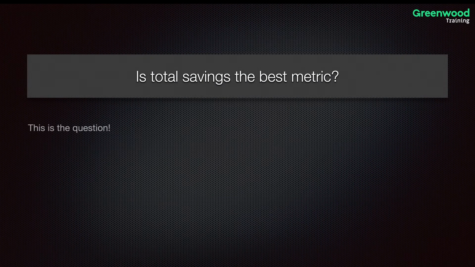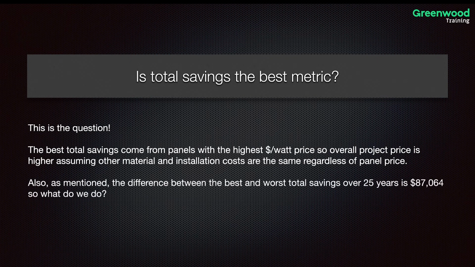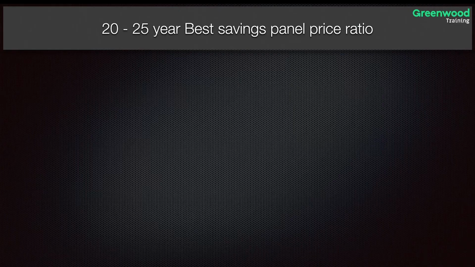This is the question. The best total savings come from the panels with the highest dollar per watt price. So overall project price is higher, assuming other material and installation costs are the same, regardless of panel price. Also, as mentioned, the difference between the best and worst savings over a 25-year period is $87,064. So what do you do? How do you make the best decision? What are you going to base your decision on?